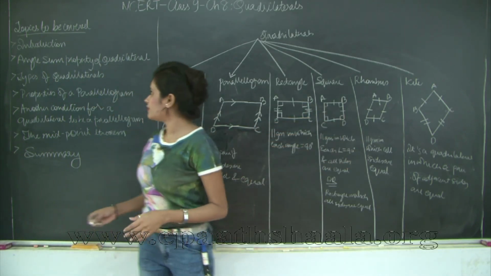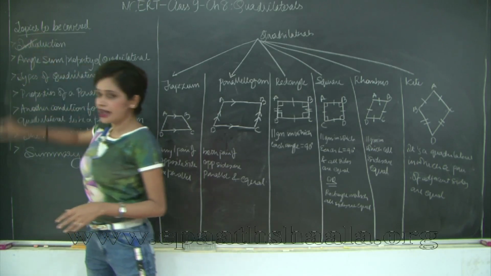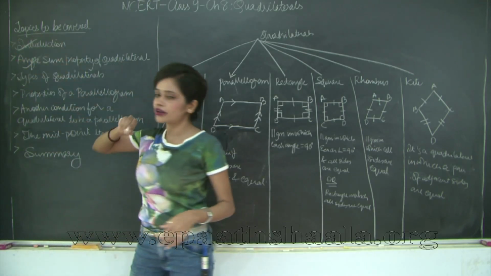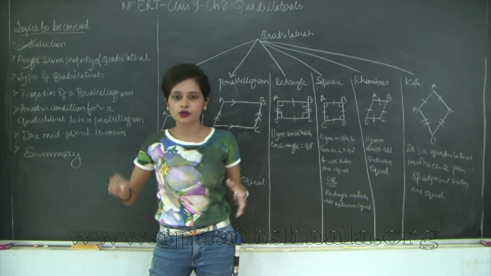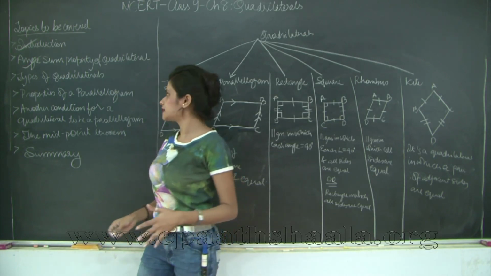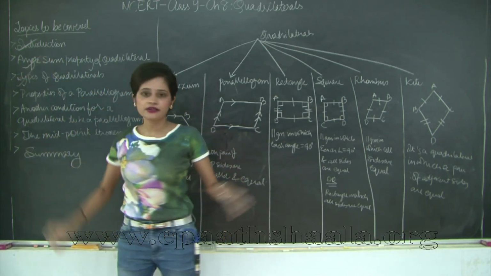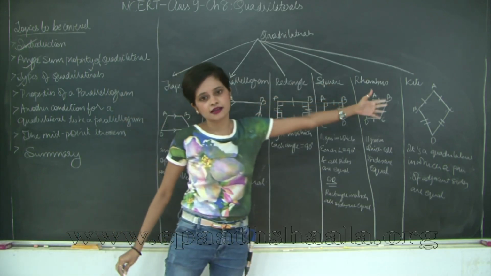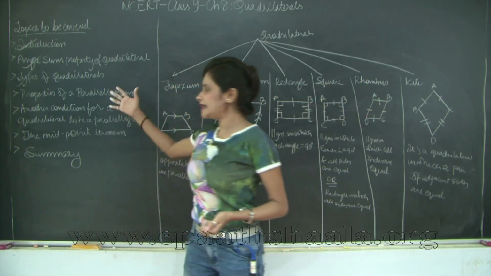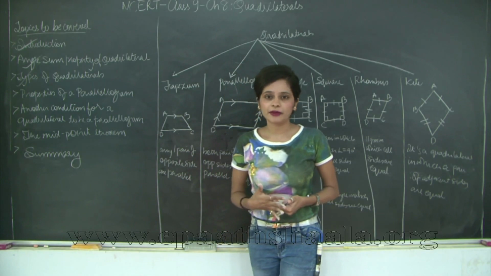So with this we have taken a look at the introduction, the angle sum property of a quadrilateral, which states that the sum of angles of a quadrilateral is 360 degrees, and the types of quadrilaterals, which are these six major categories. We'll take a look at the remaining topics in the forthcoming lectures.